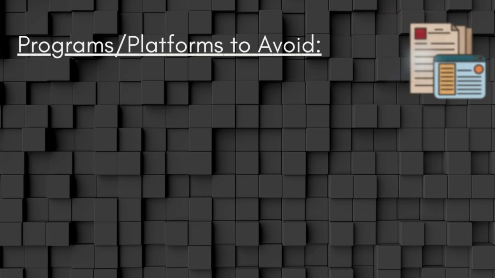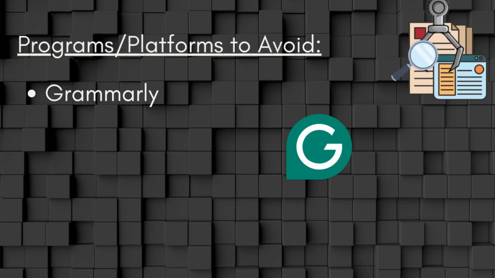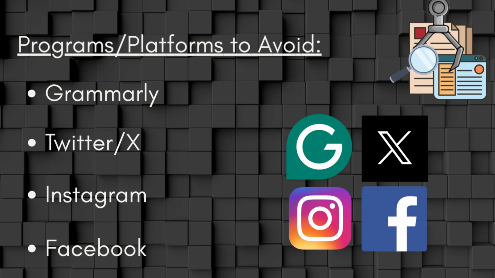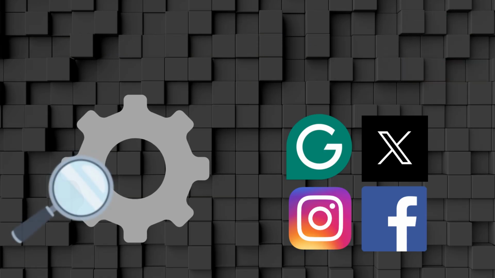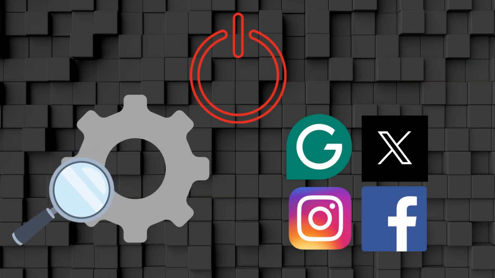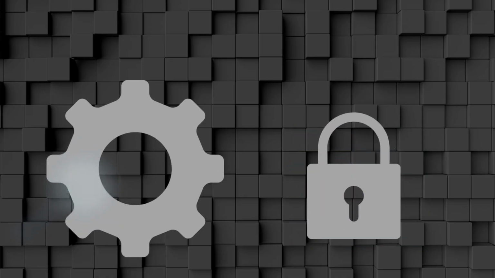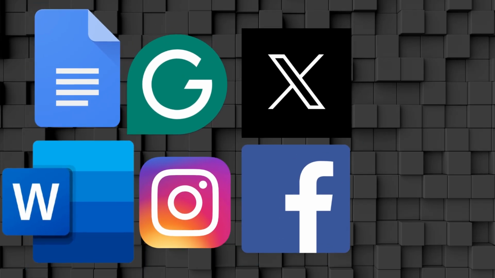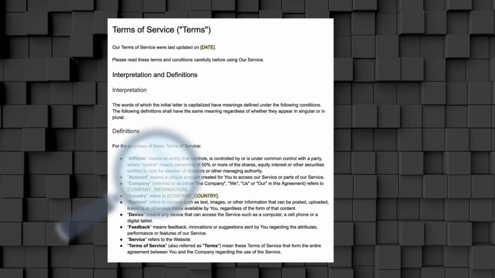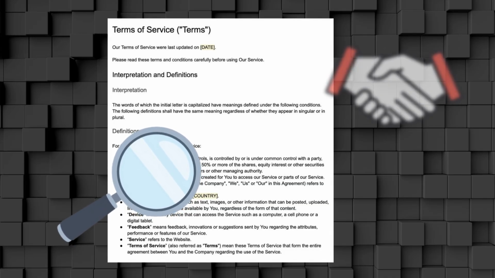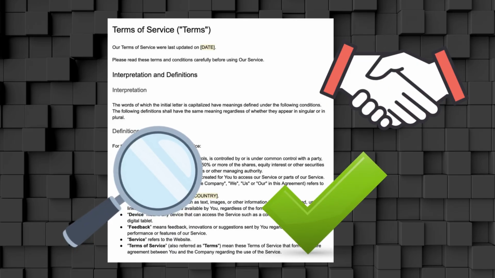Some platforms and programs that have been known to scrape people's works that are worth avoiding are Grammarly, Twitter/X, Instagram, and Facebook. If you use any of these programs or platforms, be sure to look in their settings for ways to turn off these AI features, and if you can't find a way to turn them off, either avoid these programs/platforms completely, or limit the content you share with them. Something important to keep in mind when using a program you aren't familiar with is to make sure to skim the terms of service and look for any mention of a company's use of AI to see if you are giving them permission to scrape your work by accepting these terms of service.